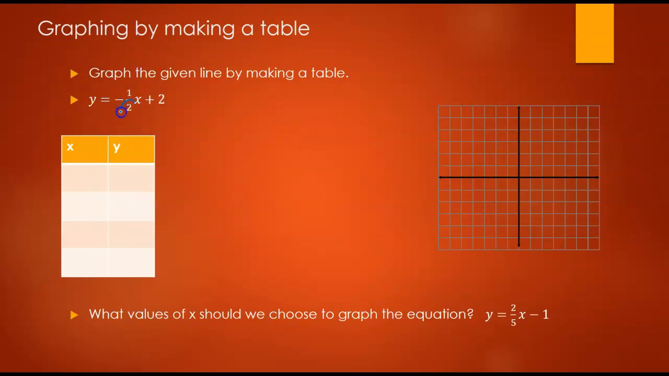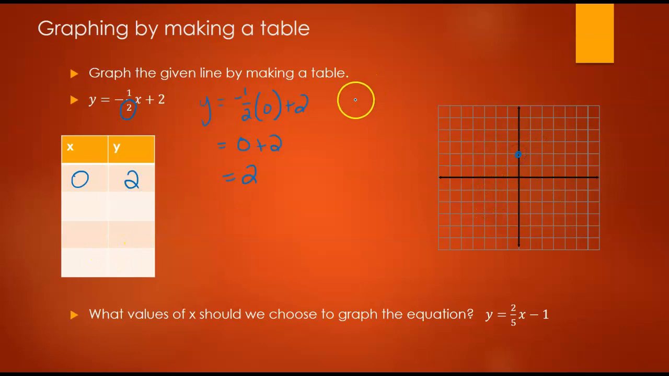Notice that the denominator is 2. This is easiest if you choose numbers like 0 or numbers that are divisible by 2. So let's say I chose 0 first. X is 0, so I'm going to substitute negative 1/2 times 0 plus 2. The reason why I choose 0 is when I multiply anything times 0, I get 0, and 0 plus 2 is 2. So that's the point (0, 2).